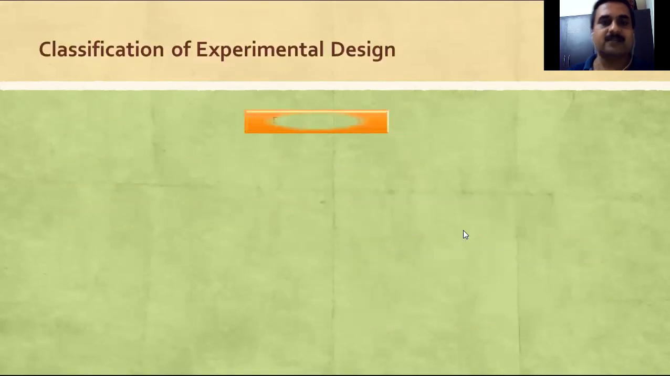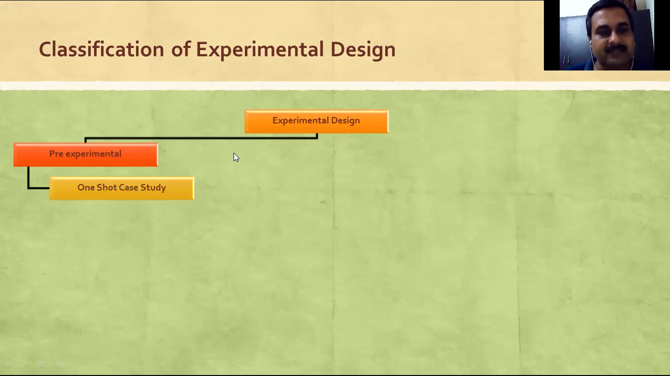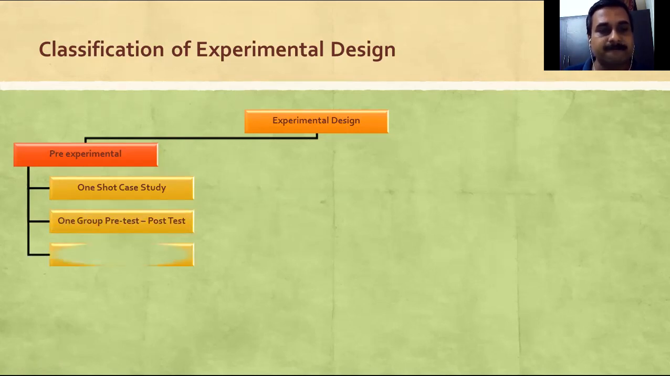Now, classification of the experimental research design. I'll just give you a glimpse of the entire experimental research design, and we'll cover it one by one. So let's start. First, experimental research design is categorized into pre-experimental research design. In pre-experimental research design, the first is the one-shot case study method. Second one is one group pre-test and post-test. Third one is a static group.